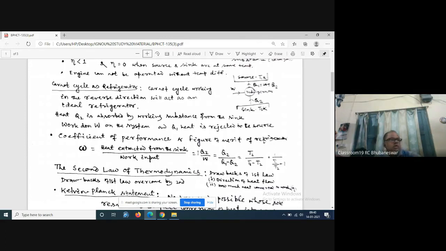Now we go for the second law of thermodynamics. Now some drawbacks are there for the first law of thermodynamics. So what are the drawbacks, and what is the first law of thermodynamics? If heat is given to a system and it does some work W, then heat equals the change in internal energy of the system plus work done.